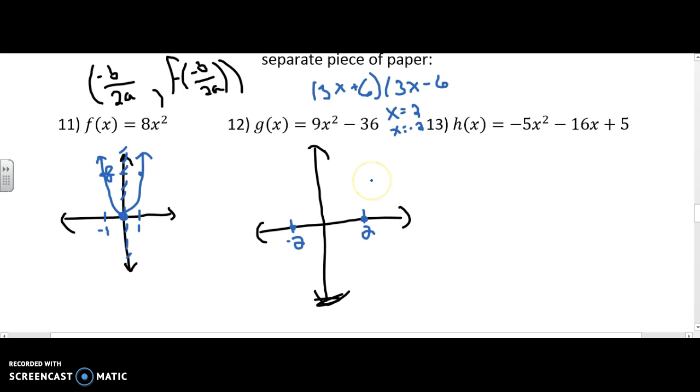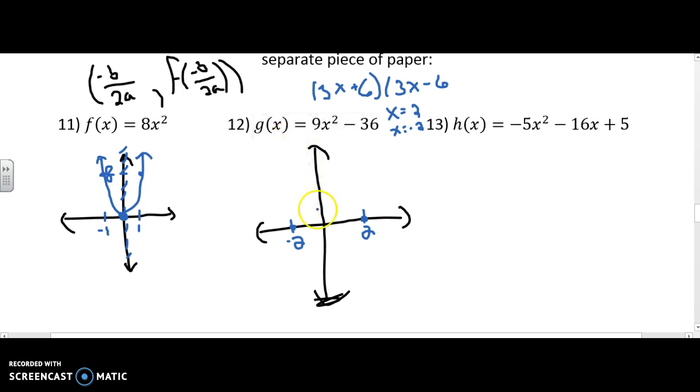Now the next thing we're going to do is find the vertex. The vertex is negative b over 2a. You'll notice we're missing our b term here, so it's a 0 that goes in for that. So it's 0 over 2 times 9, which will be at 0. So we know our vertex is going to be occurring at 0. If I plug 0 back in, I will get negative 36.